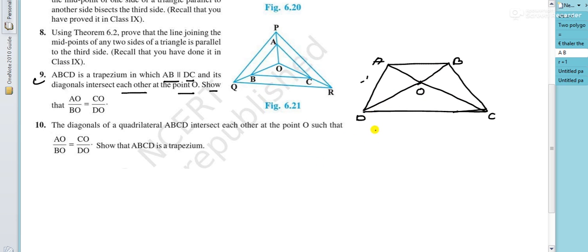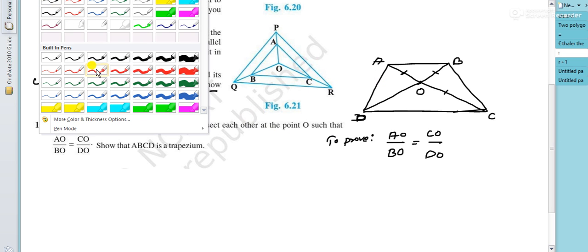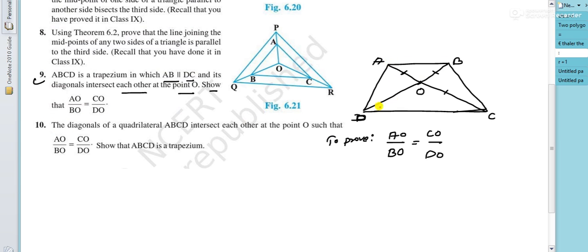Now show that, this is the data given, you have to show that AO by BO is equal to CO by DO. This is what you have to prove. So whenever you get a question on the basis of a trapezium, you have to always draw a line parallel to the other two sides AB and CD. Which line can you draw? You can do a construction like this.